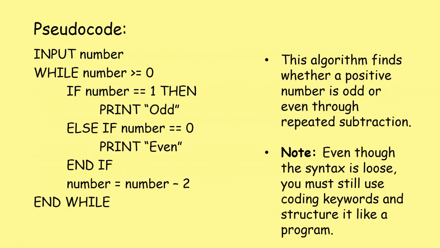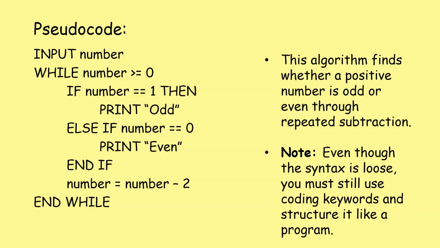Here's an algorithm that finds out whether a positive number is odd or even through repeated subtraction. Input number. While number greater than or equal to 0: if number equals 1, then print odd; else if number equals 0, print even; end if. Subtract 2 from the number, store it as number again. End while. If you've studied any kind of language, Java, C#, Python, doesn't matter, you can understand this program.